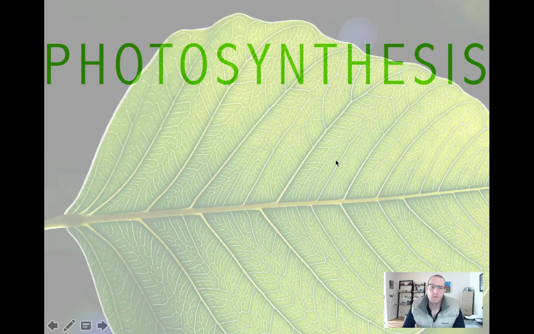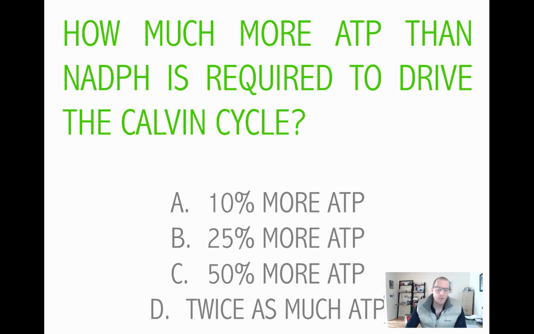Welcome back to the last part of photosynthesis. When I left you last time, I left you with this question, which we answered: how much more ATP than NADPH is required to drive the Calvin cycle? And the answer to that was 50% more ATP.